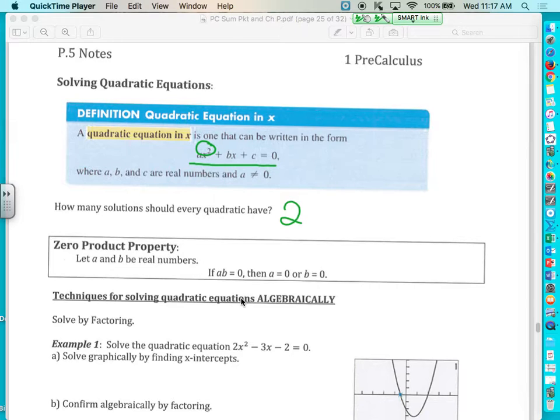Those solutions might be real numbers. They might be imaginary numbers. You might have that double root that we talked about, where the parabola just touches the x-axis and bounces back off.